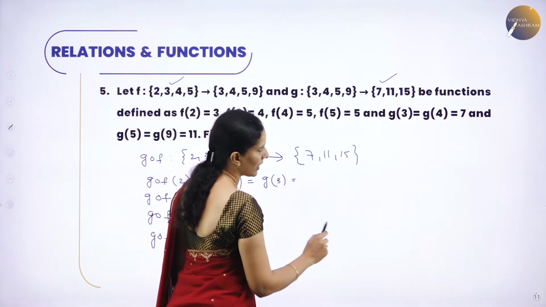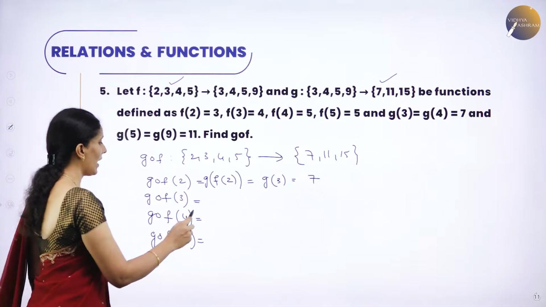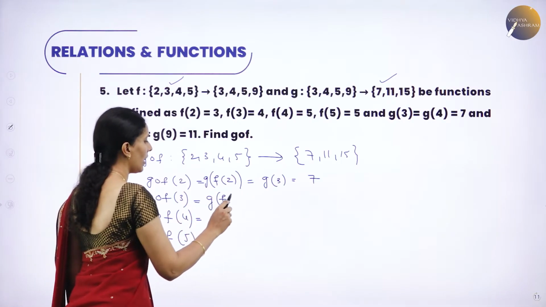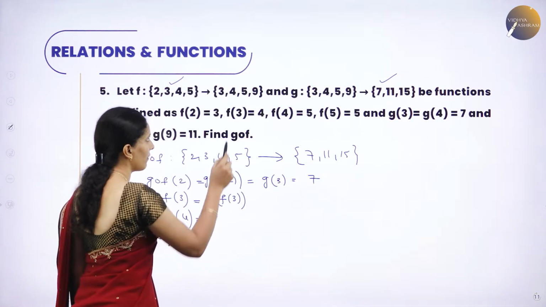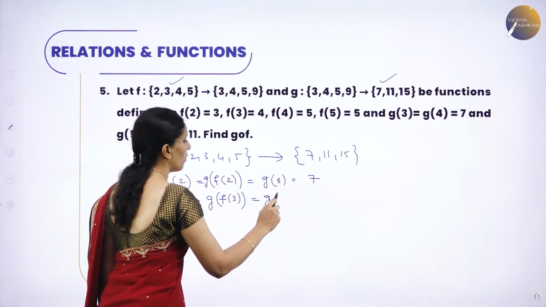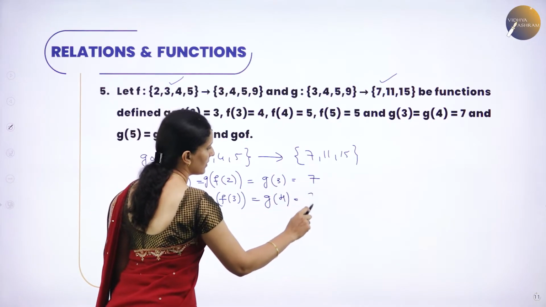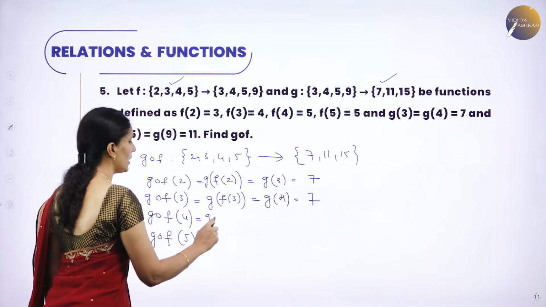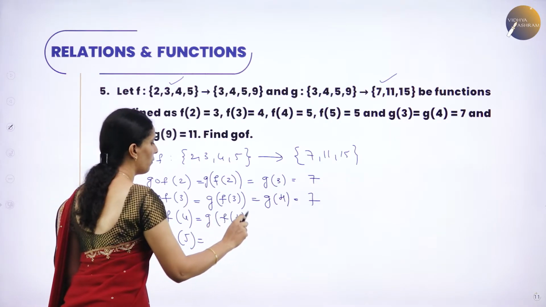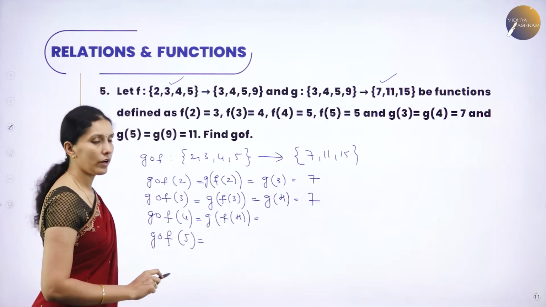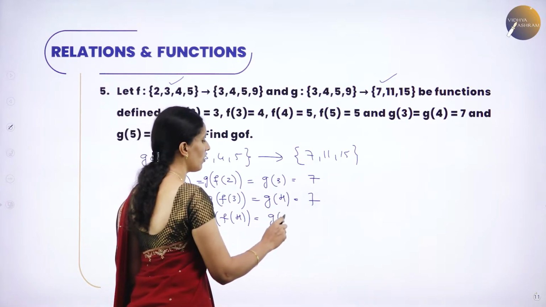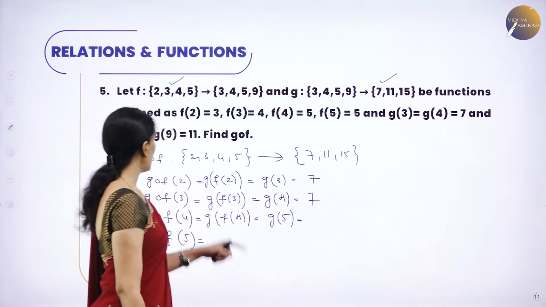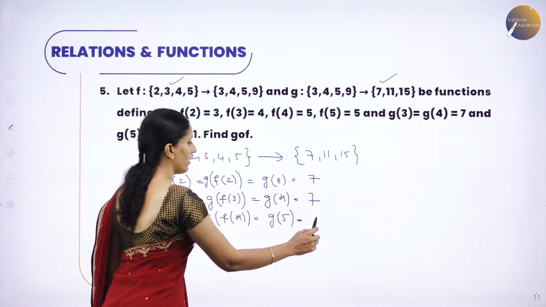What is g(3) there? It is 7. Next we have g(f(3)). What is f(3)? It is 4. What is g(4)? It is 7. Next we have g(f(4)). So what is f(4)? It is 5. So what is g(5)? So g(5) here is given as 11.